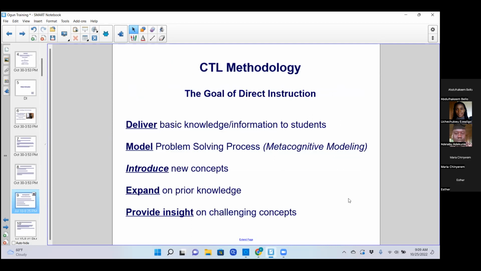So the goals here, we're just delivering the basic information to the kids. And then we're going to model, having them join in the problem solving. You're introducing new concepts. We are not looking for them to master the concepts just through your direct instruction. Your teacher talk time is so limited that we know they're not going to get everything, but then they go back and they work with their groups and they learn even more. We're expanding on their prior knowledge and providing insight on the challenging concepts.